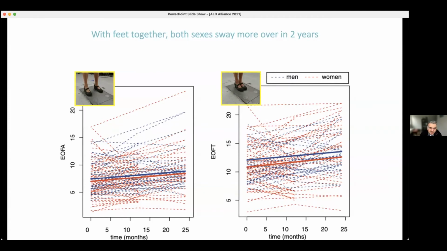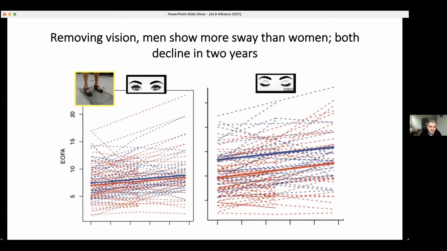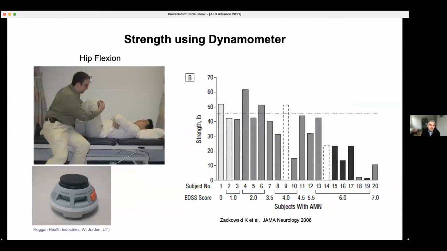And that's within the 24-month period. And that's statistically also significant. And the same we can see where you ask people to have their feet apart and close their eyes. You can see that men are significantly worse here than women, but again, both of them are getting worse over a 24 months period. So this looks to be a pretty good outcome measure.